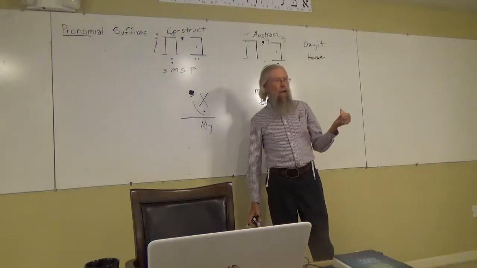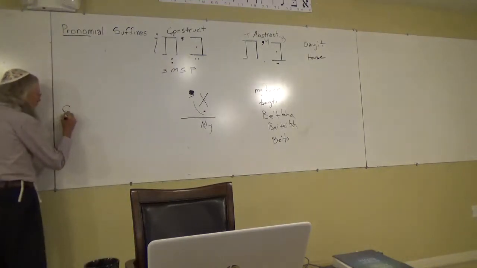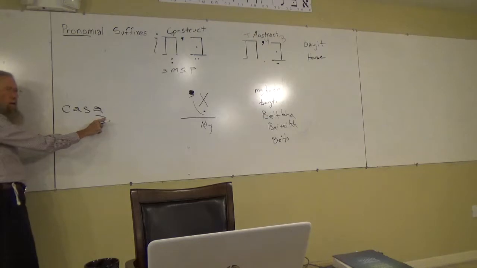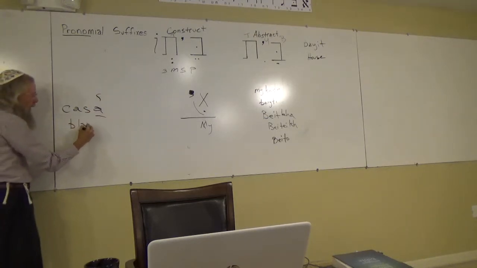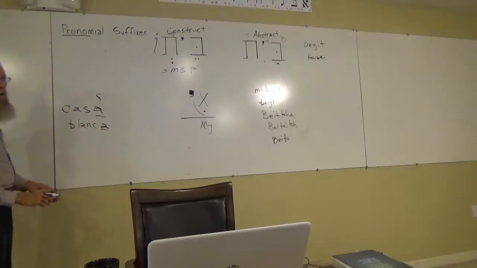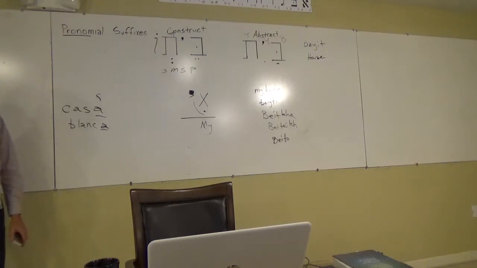So, casa blanca. Okay? So, casa, house. And this tells me that it's what? The A tells me it's feminine. So, the adjective blanca, white, must also be feminine. You could have the article, la casa blanca. That also helps too. The article la also indicates the feminine gender.